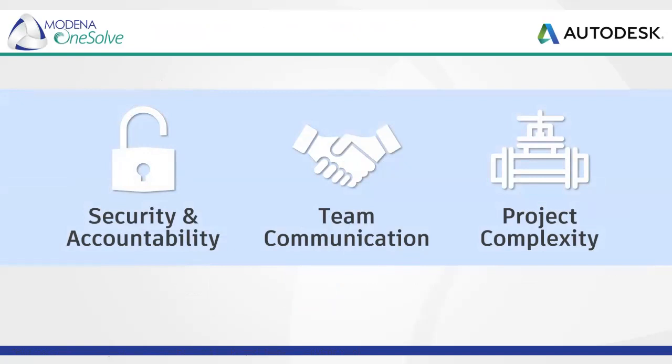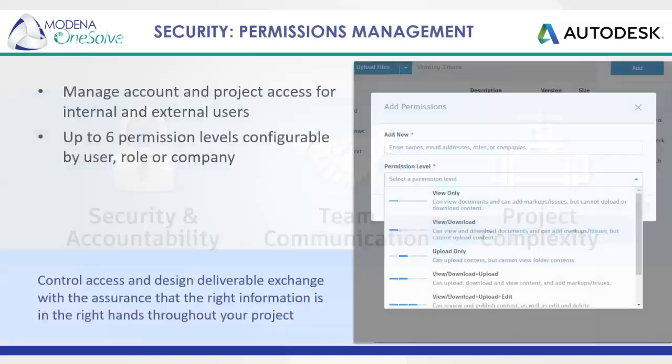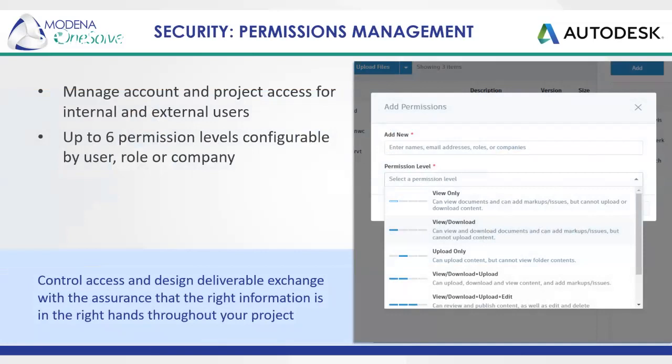So how does collaboration for Plant 3D on BIM 360 Design solve some of these top challenges? As a reminder, the challenges we faced were security and accountability, team communication, and project complexity. If your concern is security, BIM 360 Design gives you a great deal of flexibility to control who has access to your design data. We restrict user access to certain folders with 6 available project-wide and folder-specific permission levels. We limit access according to user, role, or company, and we can control work sharing and design deliverable exchange with the assurance that the right information is in the right hands throughout the project.